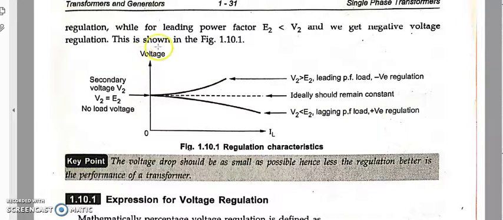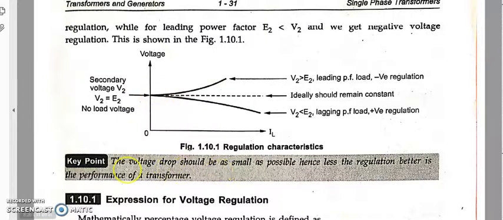If I plot terminal voltage against load current, I'm going to get a graph like this. For lagging, the graph will be like this. For leading, the graph will be like this. And for ideal, it will be a straight, constant line. There is no change with respect to the load current. Irrespective of the load current, the terminal voltage will always remain the same, constant.